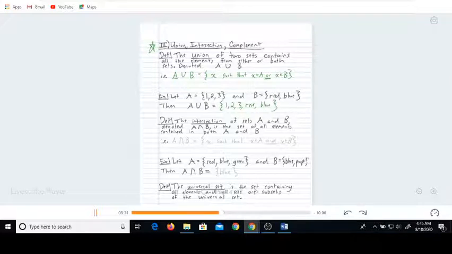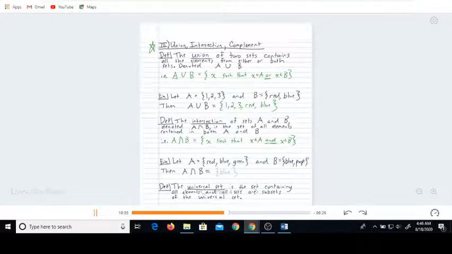Now an intersection of sets A and B, denoted as you see there, is the set of all elements contained in both A and B. So in other words, A intersect B equals all elements X such that X is an element of A and X is an element of B. All elements in the intersection have to be contained inside both sets. So in other words, the intersection is where the sets overlap.